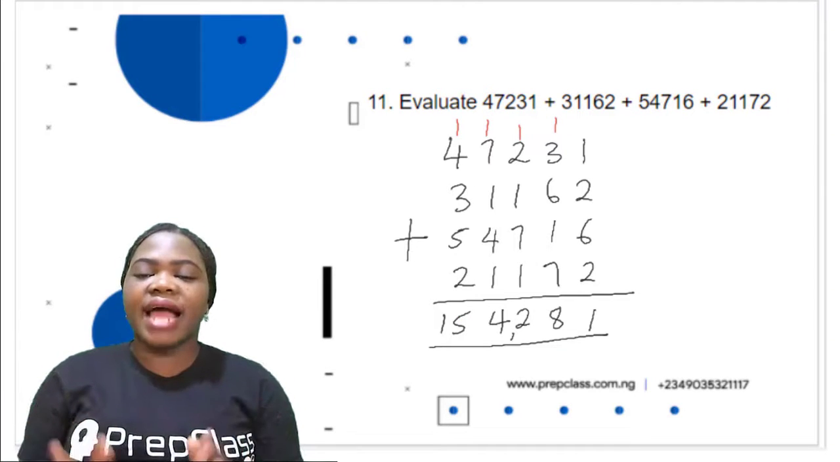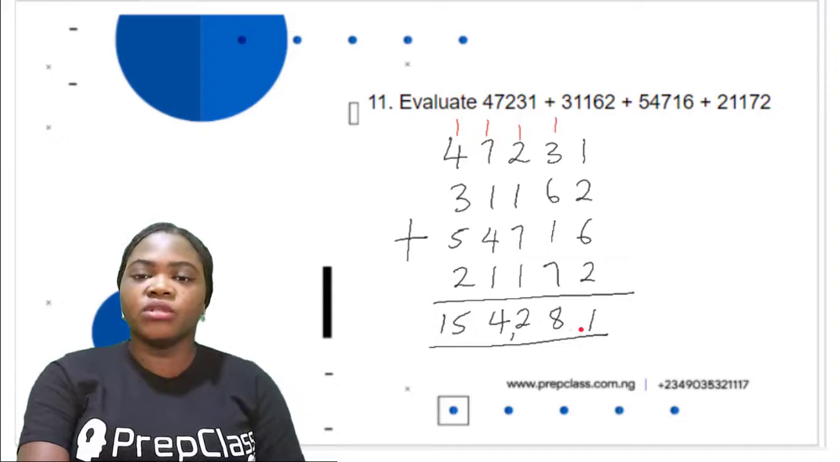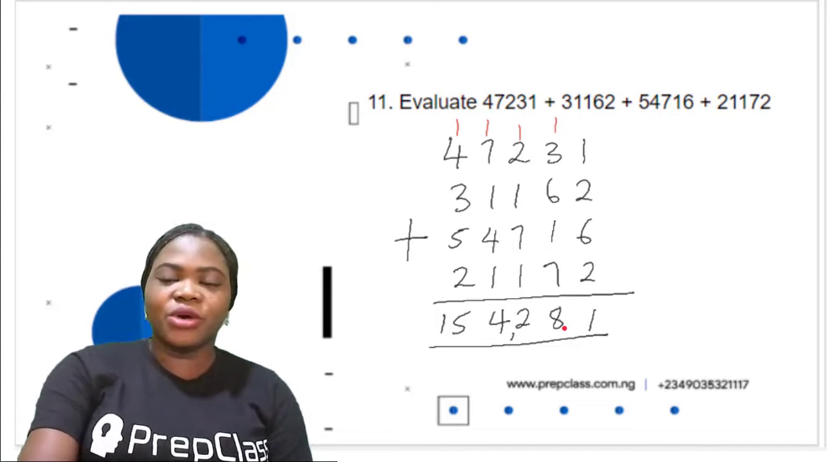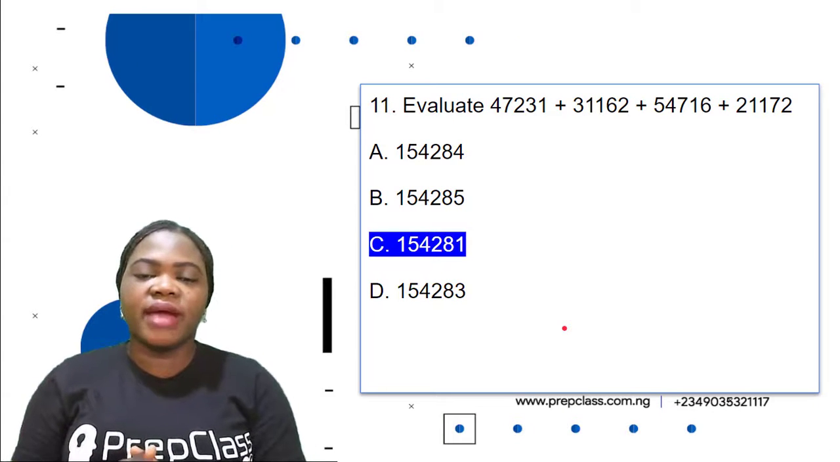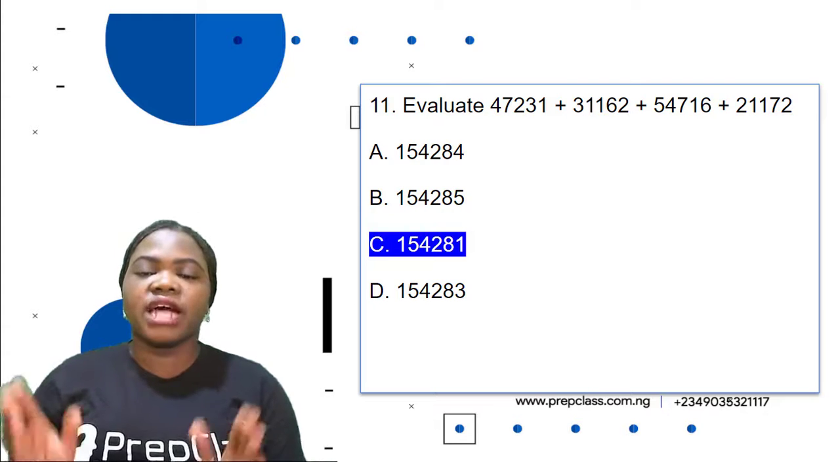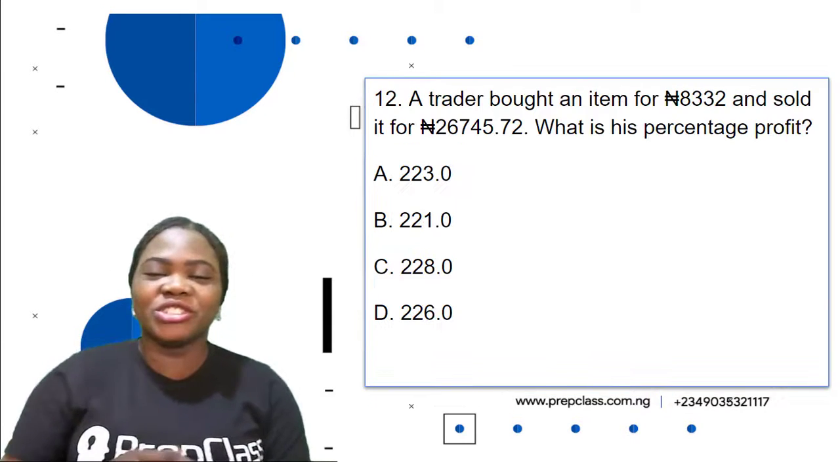Now the answer is 154,281. So when you add up all these numbers together, you would get 154,281. Which of the options is correct? Option C is the correct option. 154,281. Check. Now let's move on to question 2.